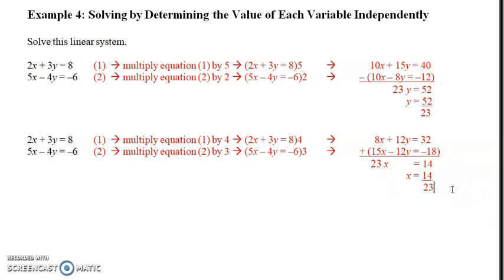Okay? Now, again, I'm going to verify these just to double check. So I'll take one of the equations. I'll take the first one. I'm going to verify it.